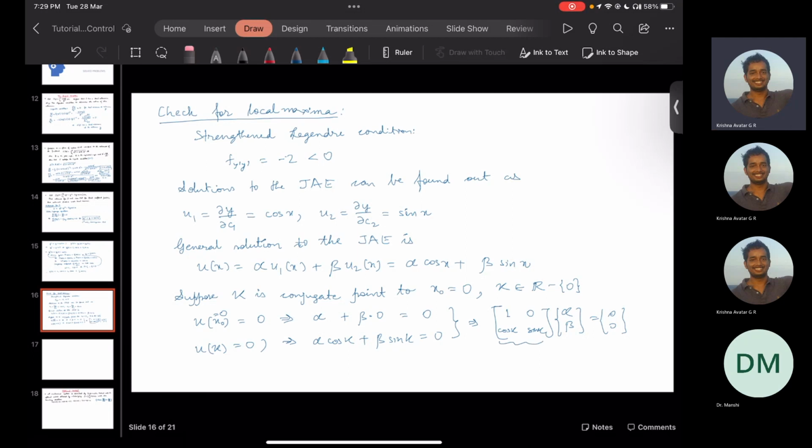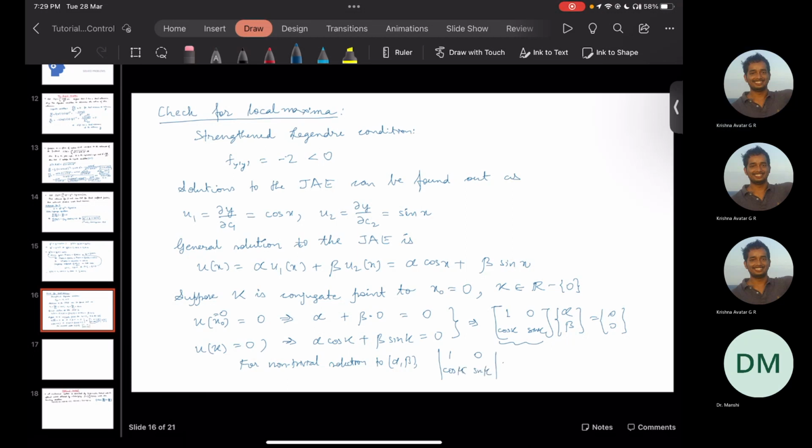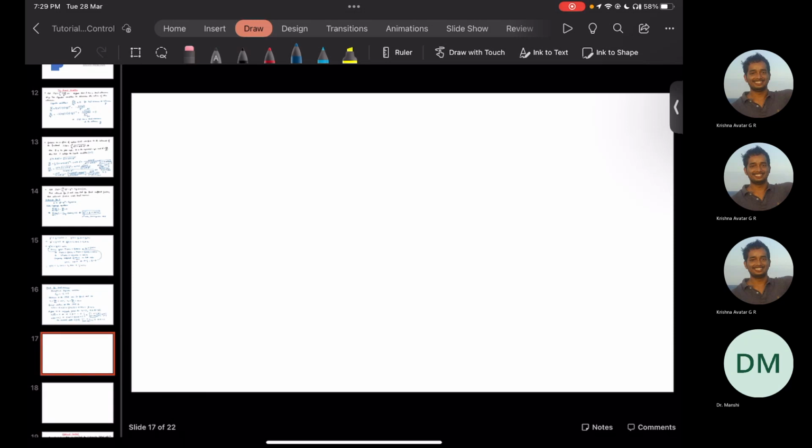So this implies that for non-trivial solution to alpha beta, we must have determinant of 1, 0, cosine kappa, sine kappa is equal to 0. So this means that 1 into sine kappa minus 0 into cosine kappa is just sine kappa is equal to 0. Let's move to the next slide.